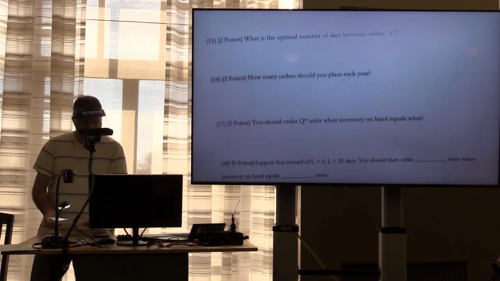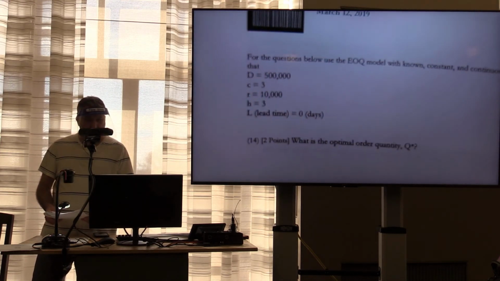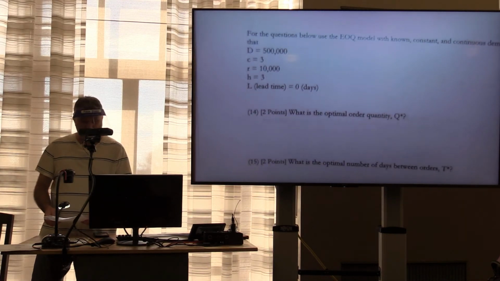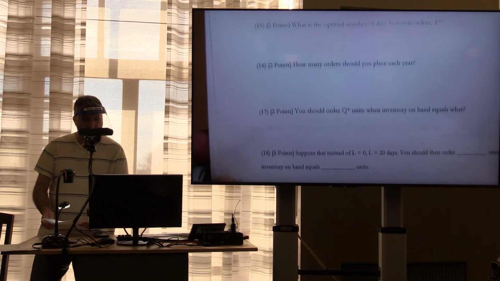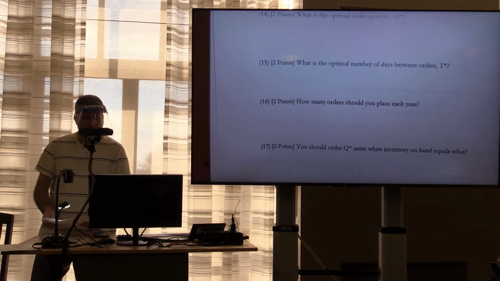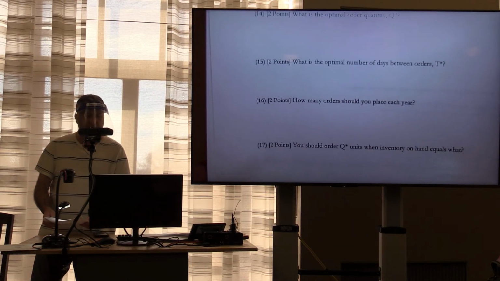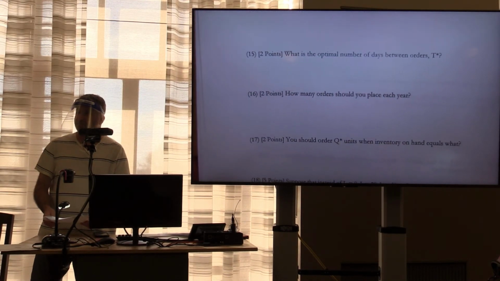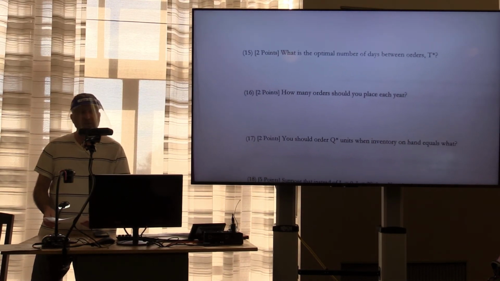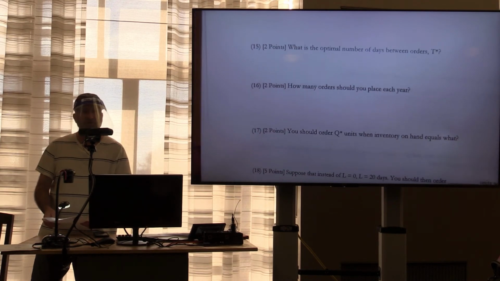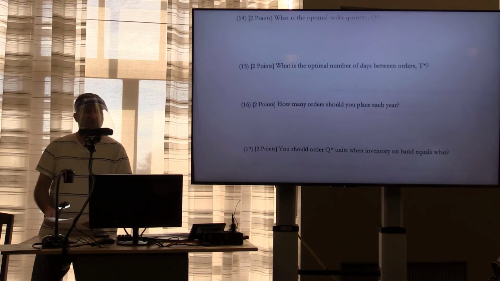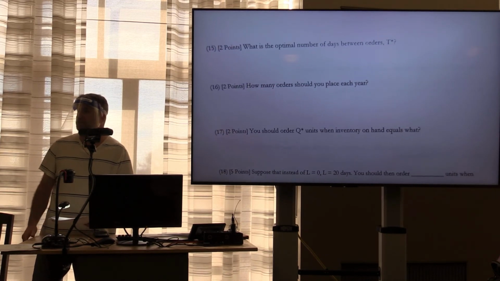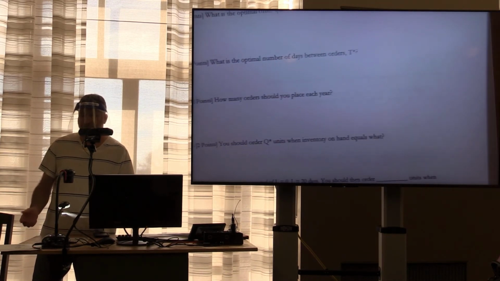Okay, then it asks, now remember, we're starting off with this model where there is no lead time. And I don't have a positive lead time yet, but the next question says, you should order Q star units when inventory on hand equals what? There's no lead time here. It arrives the moment we place the order. So we wait till our inventory on hand equals what when we place a new order? 0. Yep.